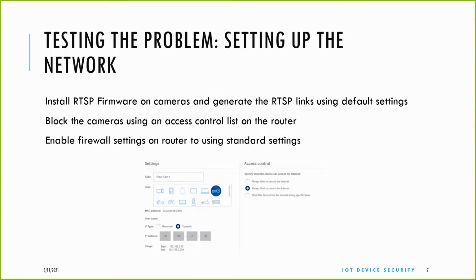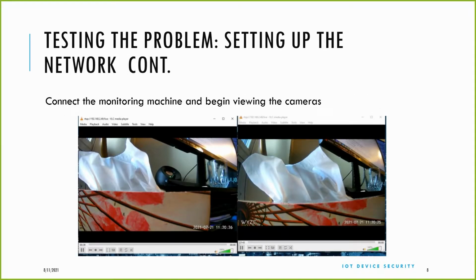We then enabled firewall settings on the router using standard settings. We then connected the monitoring machine, which was the Windows 10 machine, using Wi-Fi to the R&D SAMS network, and used VLC to view the two camera streams. So you can see there was 192.168.2.49 and .48. Those are the two Wyze cameras. We differentiated them because one has the Wyze logo at the bottom and the other one does not.